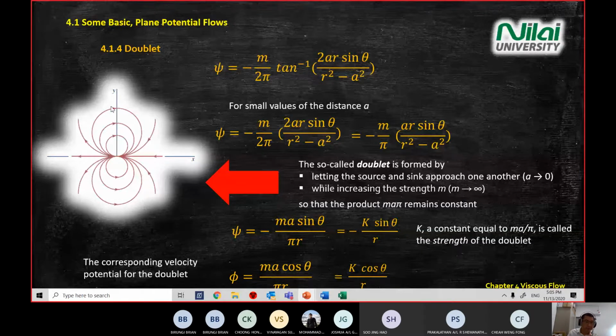Right, on the top, you have anti-clockwise circulation. Right, on the top, you have anti-clockwise movement for the streamline. However, on the bottom half, you have anti-clockwise. On the top, this is anti-clockwise also. Okay.